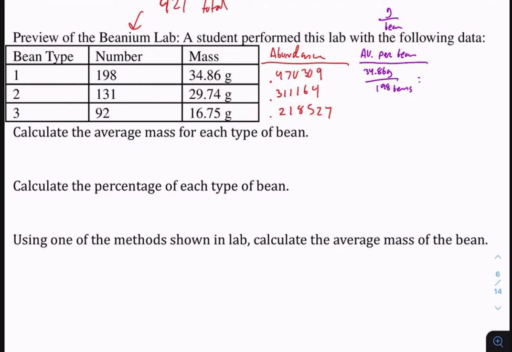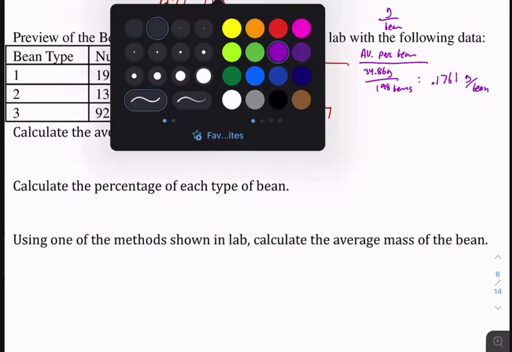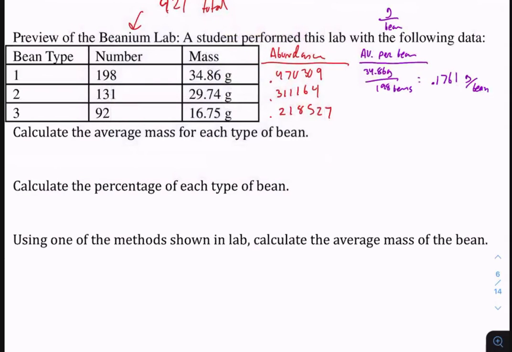And that's going to be 0.176. Now, here is where I am limited to sig figs, because the mass is recorded to have only 4 sig figs, so 34.86 divided by infinite sig figs gives me a number with 4 sig figs, and that's going to cause us to end here. 0.1761 for the first variety.